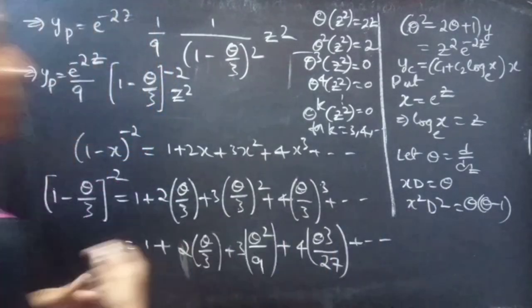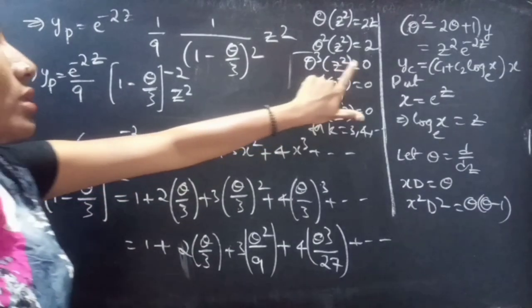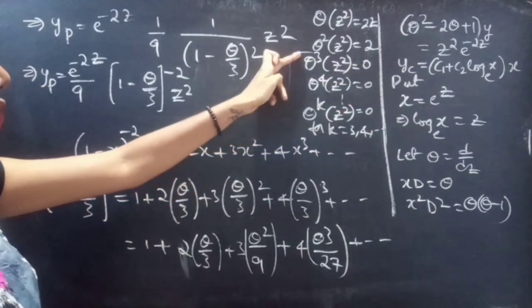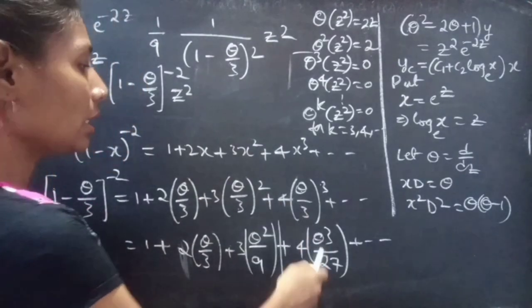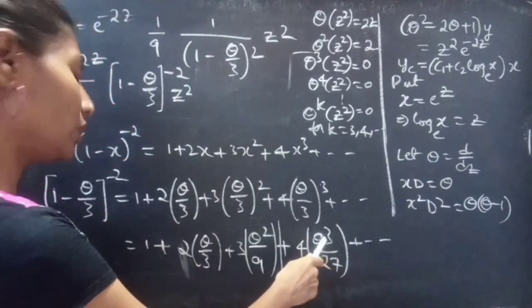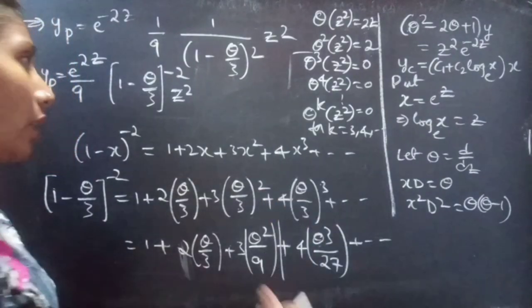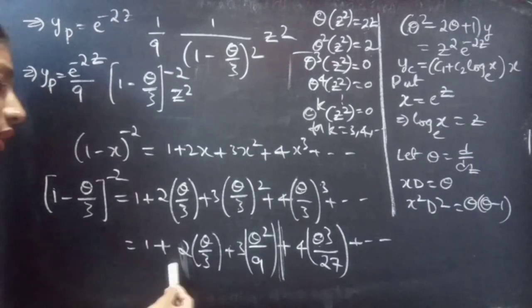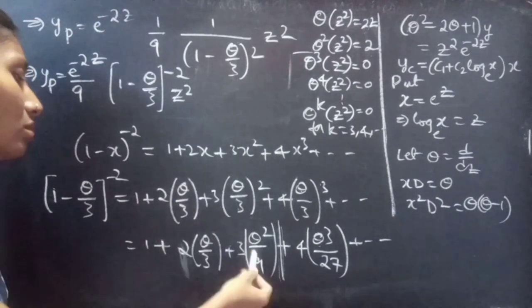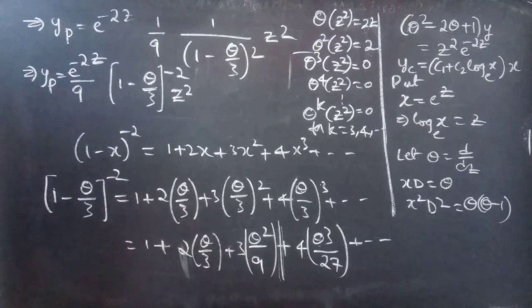Plus so on. Since we know that theta cube of z square is 0 and all the higher derivatives of z square are 0, from here we'll get definitely higher derivative terms from theta cube, theta power 4, theta power 5 and so on. So we can neglect all the terms from here and we'll take only the first 3 terms. Okay, now coming to yp.